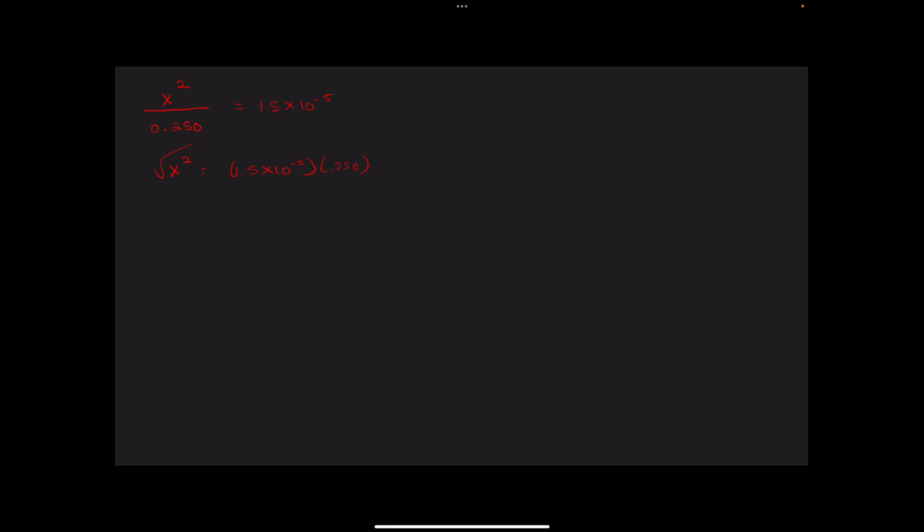And then we're going to take the square root of both sides. So my X is going to be 1.9 times 10 to the negative third. So just like any other equilibrium problem, we're now going to take our X value and go back and plug it into our ice table.